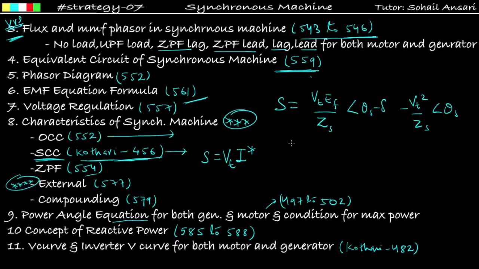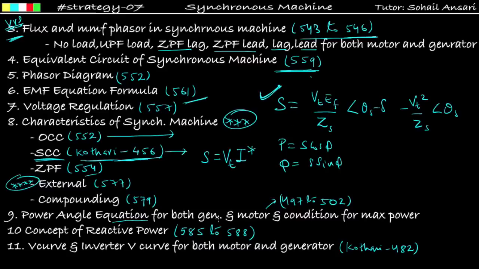Now in order to find the active power and reactive power, power is equal to S cos phi, we know, and reactive power is equal to S sin phi. So multiply this with cos phi, then you will get the active power, and for reactive power you multiply by sin phi. So the power angle equation for the generator is given like this. In the same way you can derive the apparent power for the motor also.